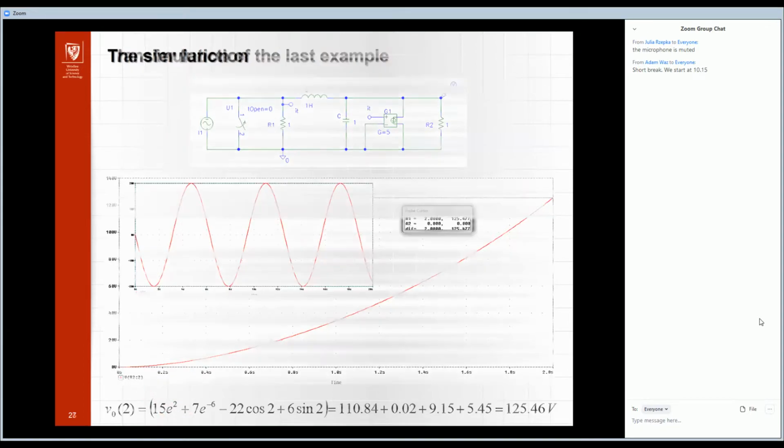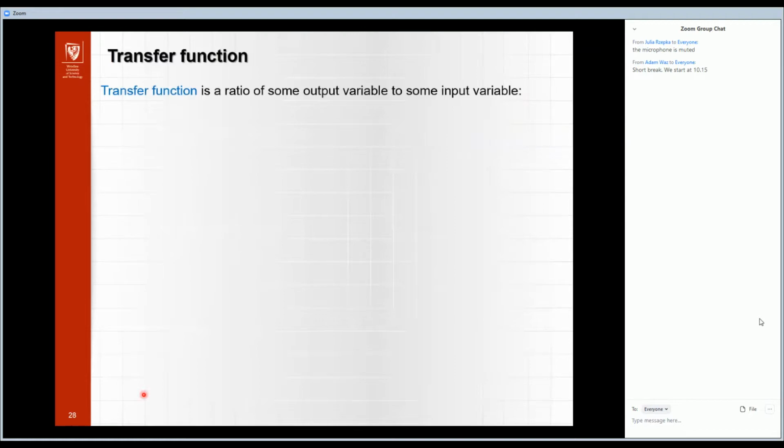Okay, and now I try to talk to you about the transfer function. Transfer function in the circuit analysis is the ratio of some output variable to some input variable. So we have the relation between output and the input in the S domain.